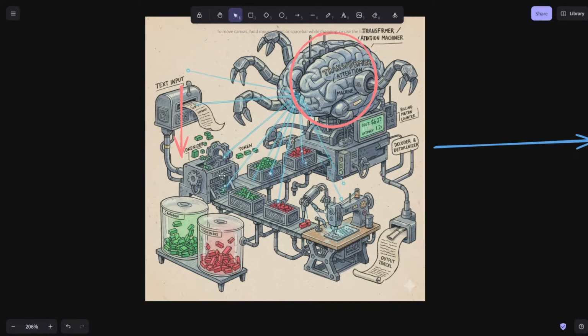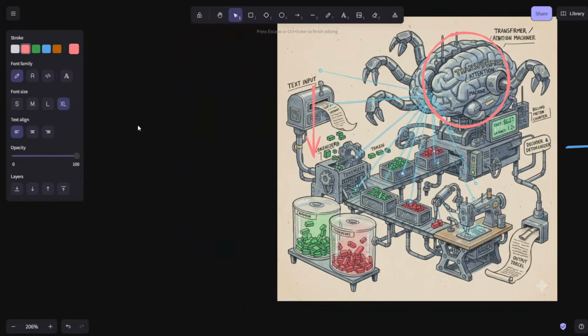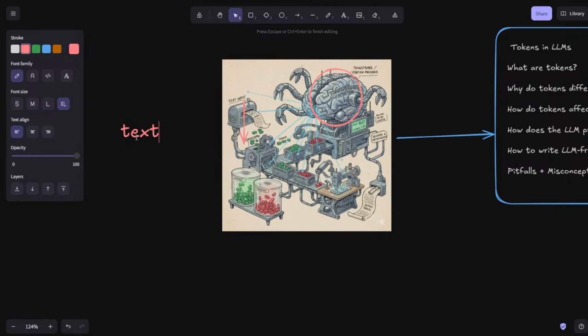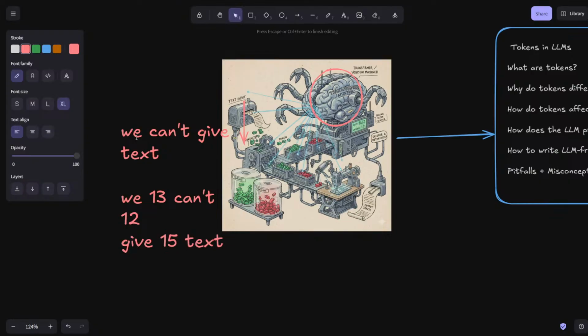the input will be made in a box. It will be wrapped and given to the transformer in token form. For example, we cannot really give the LLM a text. It doesn't understand that. So what will we give? For example, we will have a token number of 13 for our, cat will have a token number of 12, give will have a token number of 15, and text will have a token number of 18. What it will do is make an array, and it will send this 13, 12, 15, and 18.